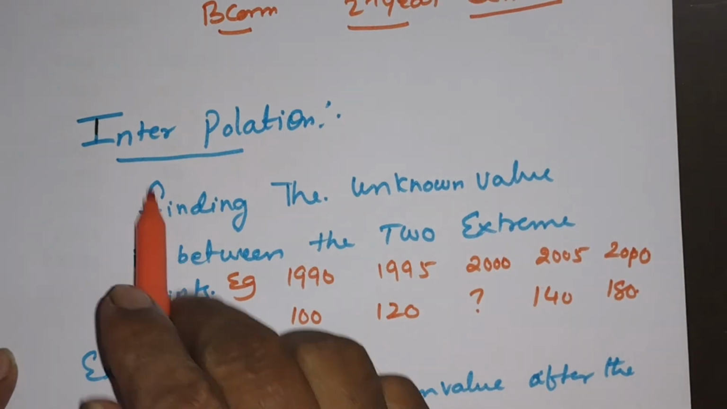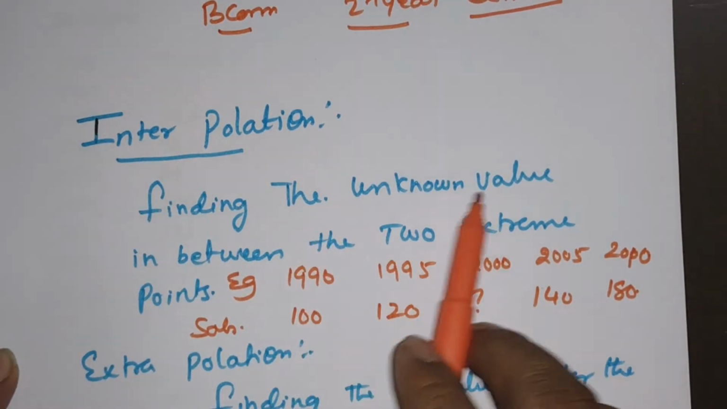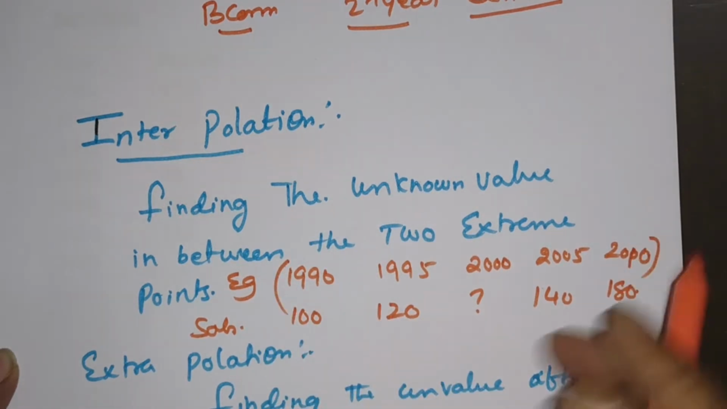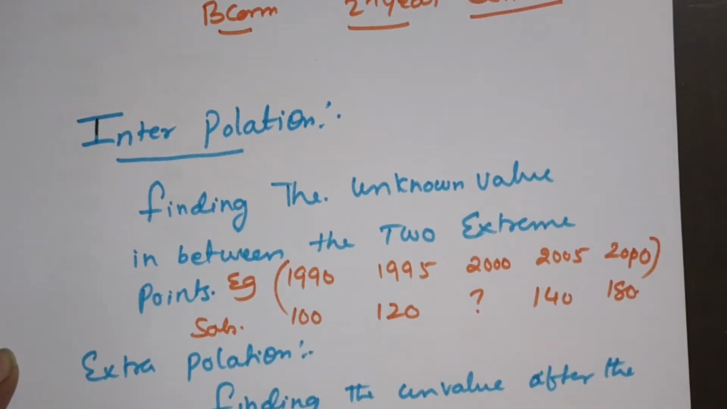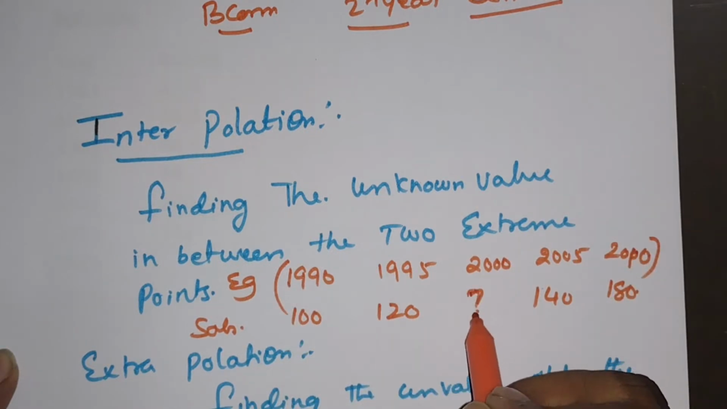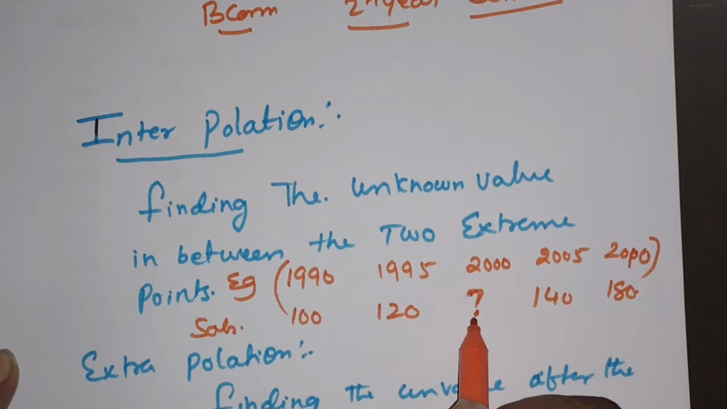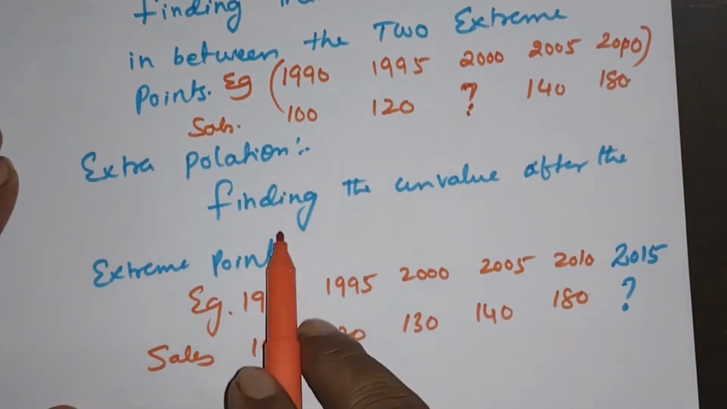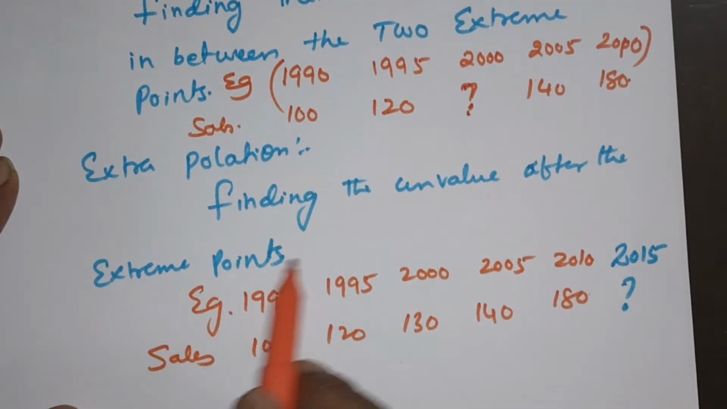Interpolation. What is interpolation? Finding the unknown value in between the two extreme points. So it means in between the two extreme points some value will be missing. Finding that missing value is called interpolation. Then what is extrapolation? Finding the unknown value after the extreme points.